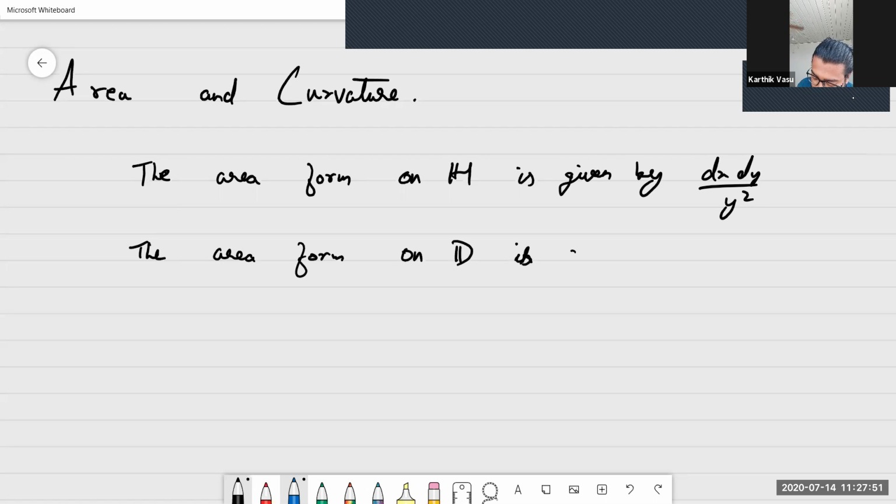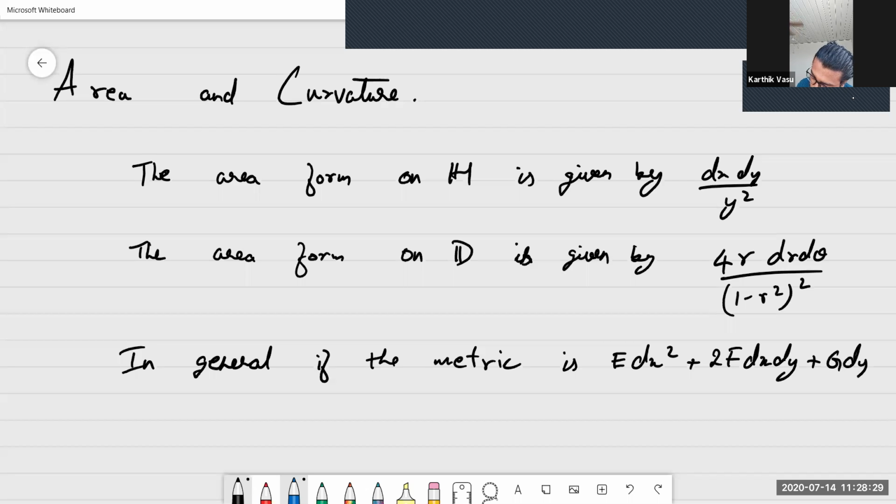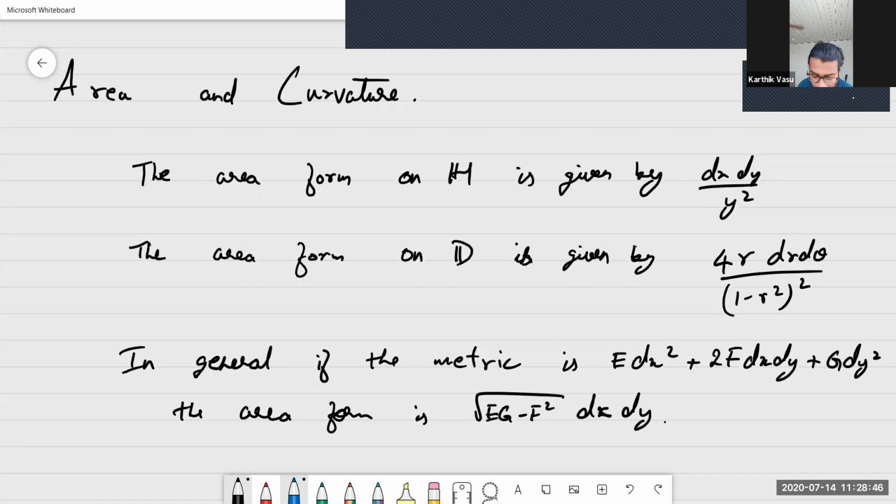On the disk, it will be 4 times the corresponding expression. In general, if you have a general Riemannian metric like this, given a general Riemannian metric, the area form will be defined to be this.